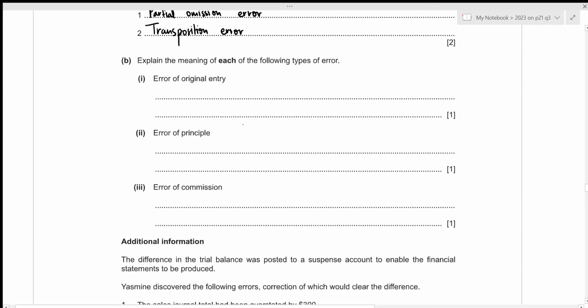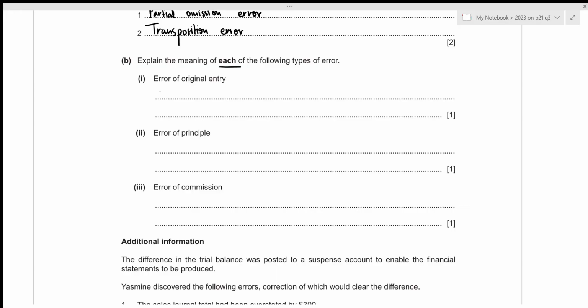Now for the second part, we need to explain the meaning of each of the following types of error. So we have error of original entry, error of principal, error of commission, and these are the errors that will not be revealed by a trial balance. So the first error is error of original entry, and this occurs when an incorrect amount is used when a transaction is first entered in the accounting records.